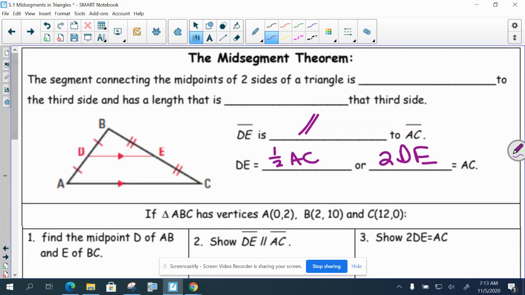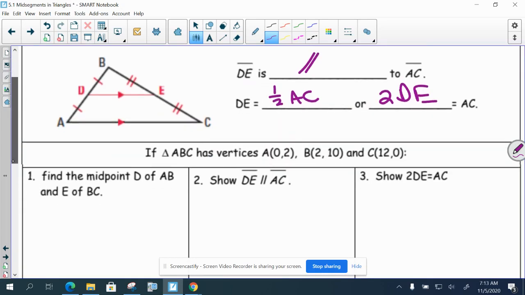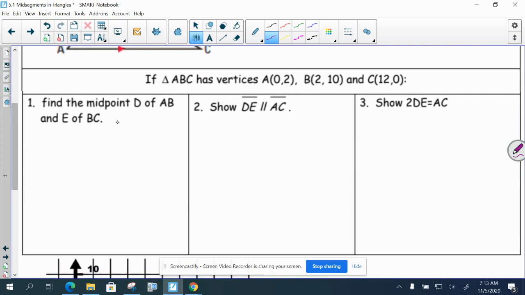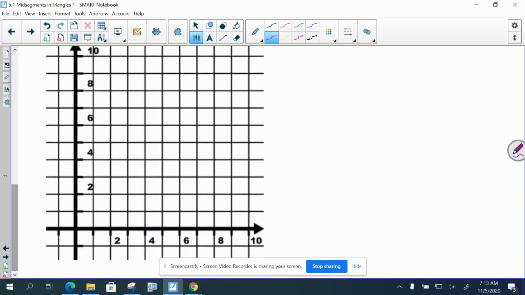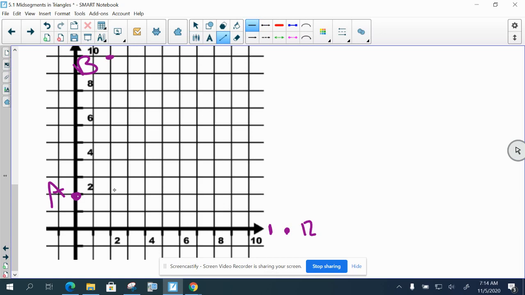Also, for the next slide, we look at a coordinate plane. This one you would want to write down. Triangle ABC has vertices (0, 2), (2, 10), and (12, 0). So let's graph those points. (0, 2), (2, 10), and (12, 0). We'll say that's 12. Okay, and then I'm going to connect those.